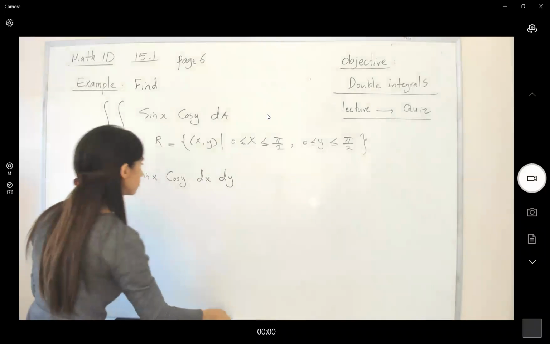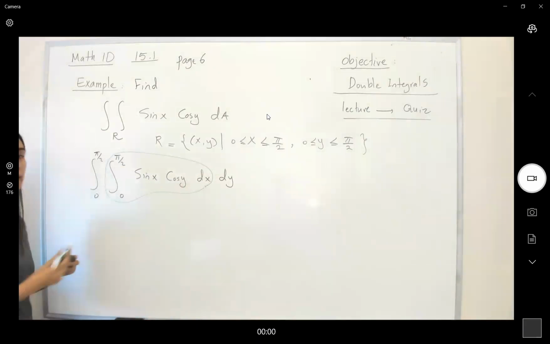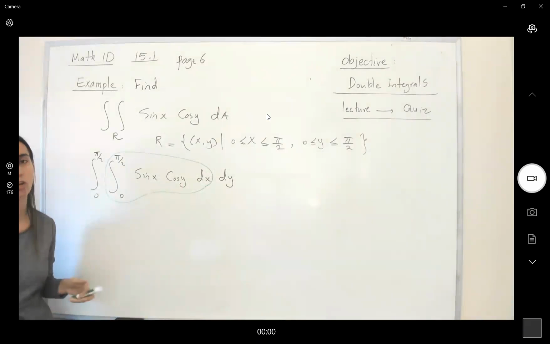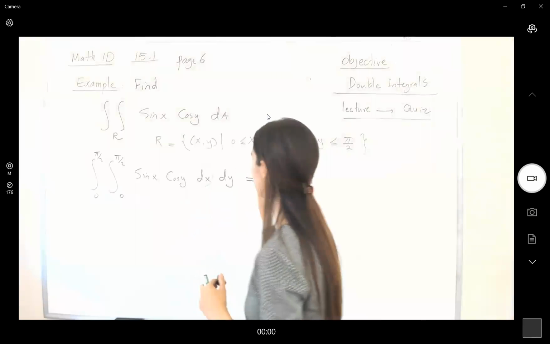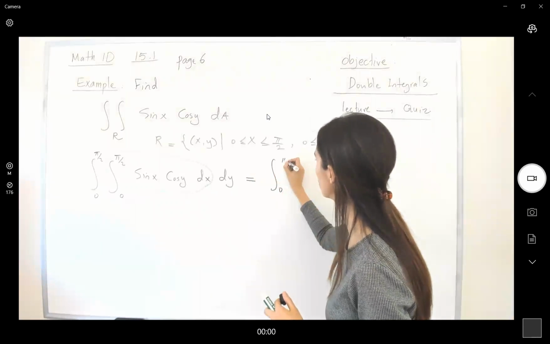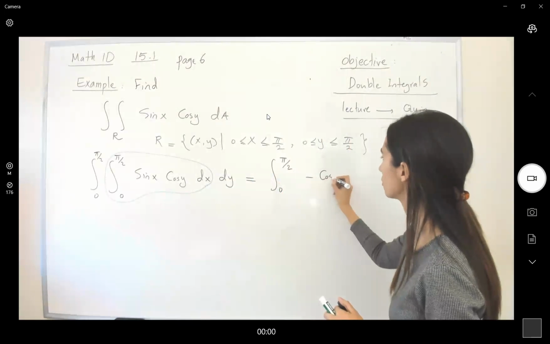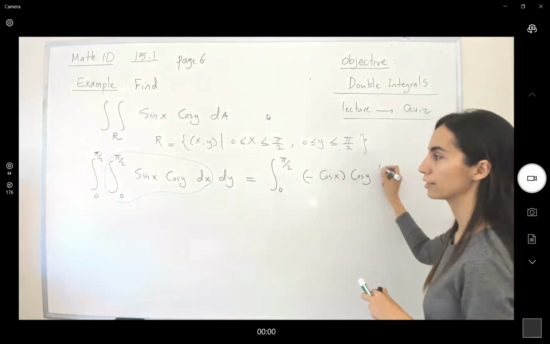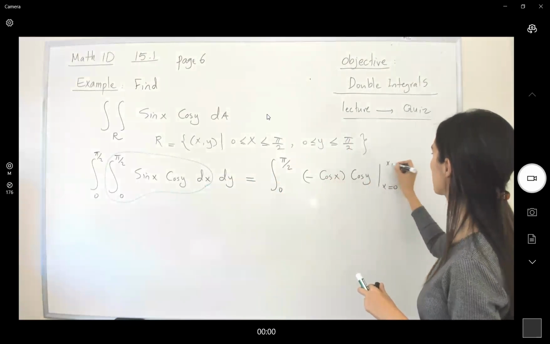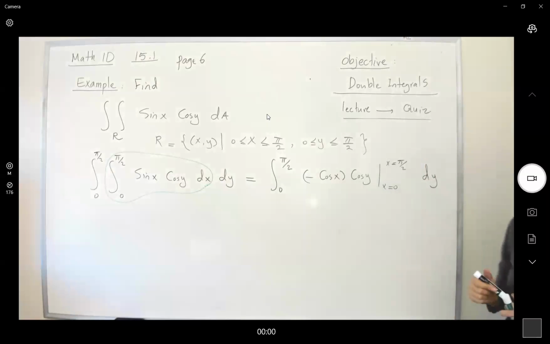So what are we doing? We are taking the inner integral with respect to x. What's the integral of sine x? The integral of sine x is negative cosine. So here you have the integral 0 to pi over 2. This quantity inside, you get minus cosine x times cosine y, and your x ranges between 0 to pi over 2. Then you take the integral with respect to y.